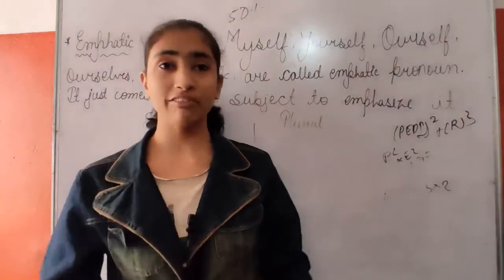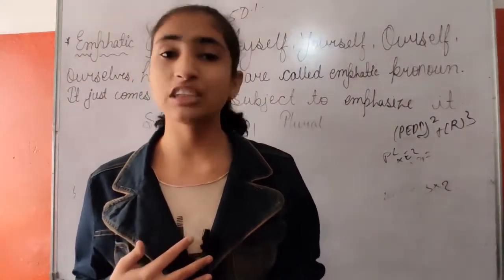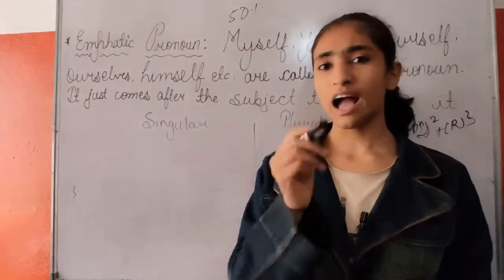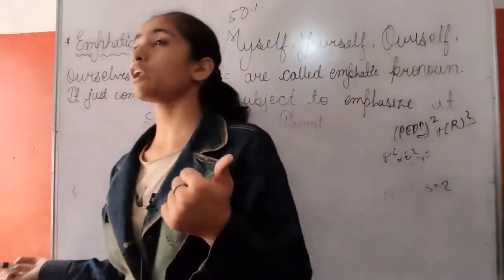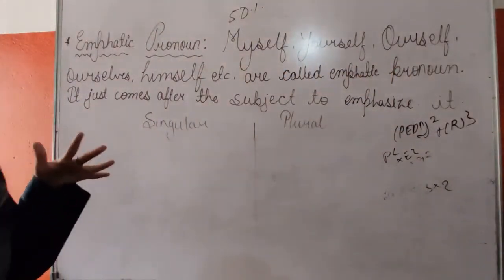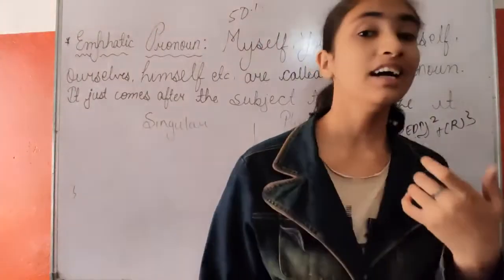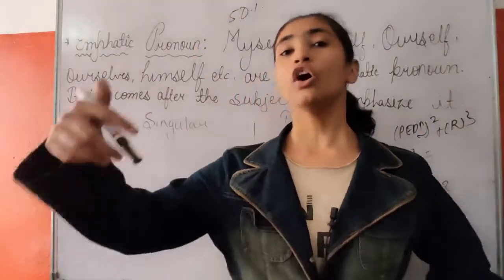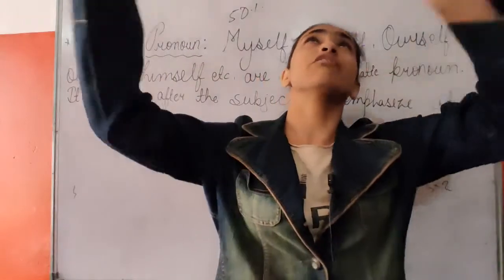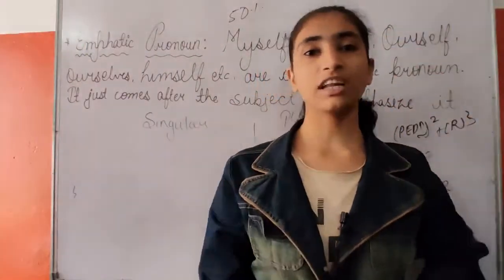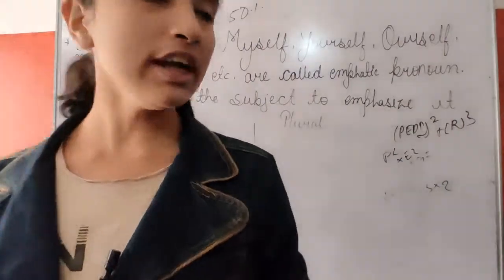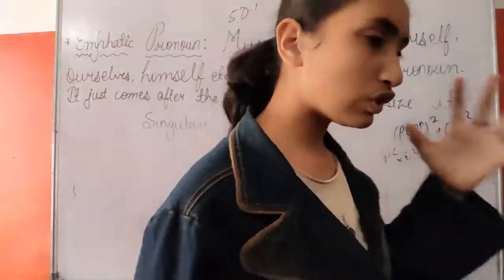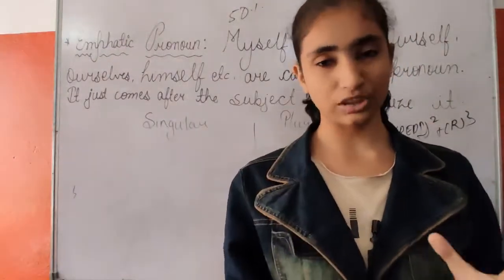If somebody is not believing me, then I'll say, I myself will do this work, you don't worry. It means it is coming after what? I. And what is I? I is the subject over here. In my earlier video, I taught you how to identify the subject and the object in a sentence. If you haven't watched that video, you will find it somewhere in the I button, and from there you can get that video. Now it comes after the subject to emphasize it, to give strong pressure to the subject.